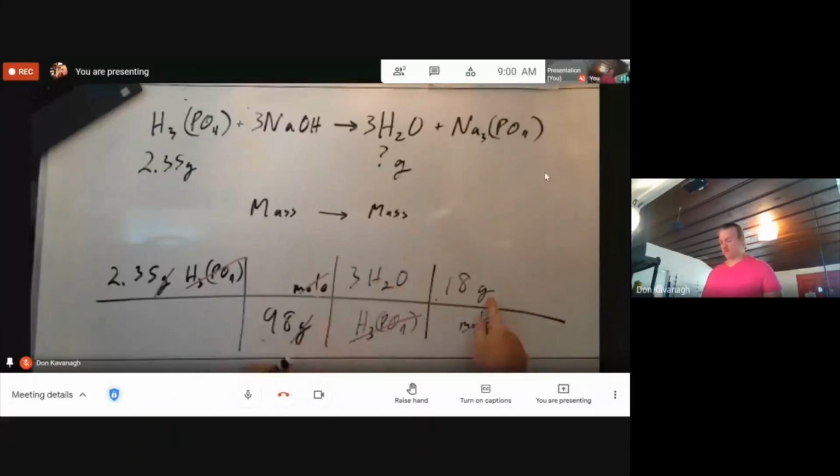In our 3 steps, we did 3 distinct things. Convert it to moles, use the balanced chemical reaction, convert it to grams.